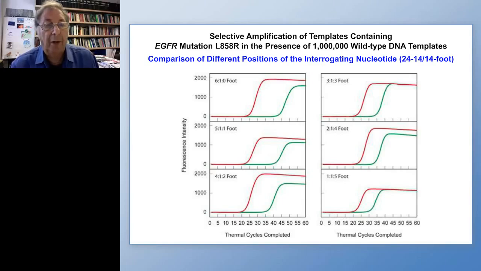So we did experiments putting that interrogating nucleotide at different positions within the same length, 7 nucleotide long foot. In each case, we ran two reactions. One initiated with 1 million wild types, shown in green, and the other with 1 million mutants, shown in red. And what you can see is the best results occur when the interrogating nucleotide is at the 3 prime position or next to the penultimate 3 prime position.